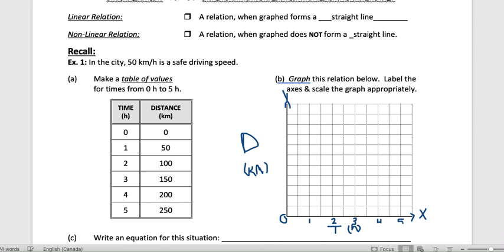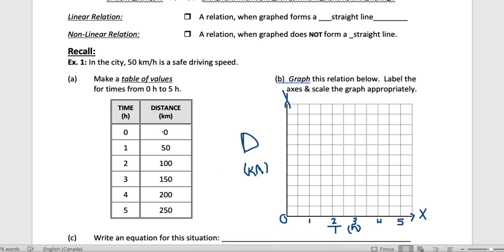And 5. Notice when I scaled by 1, I didn't put my 1 here. I said it's by half an hour, so this would be my first 30, then I put my 1. Some of you are making that error where you put 1 here, skip 2, and then write 2 here. Remember, it's got to be scaled appropriately throughout the entire graph.